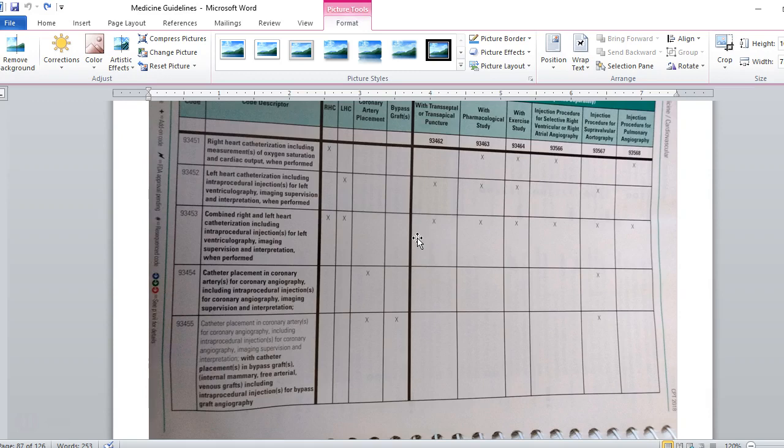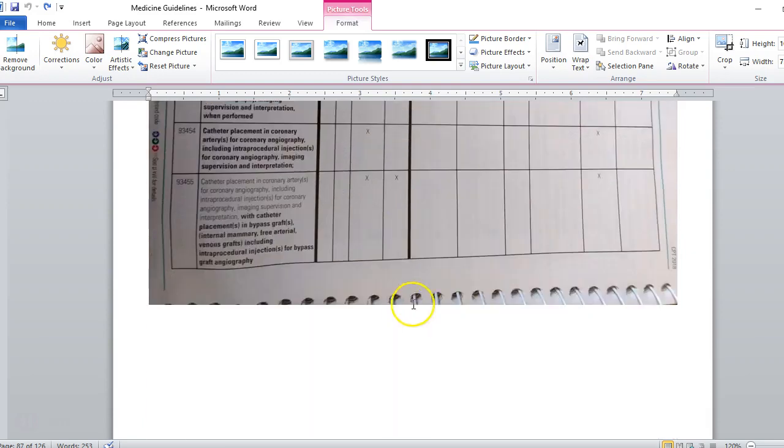So the biggest thing here, number one, what are we doing? Are we going into the right heart? Are we going into the left heart? Are we going into both of them? Are we doing anything else, other than looking around and taking samples while we're there? Because if we are, that's going to be an additional code. But also be careful, because the congenital cardiac anomalies are in a separate section. They come after these codes, okay? And we use those for anyone born with cardiac anomalies.